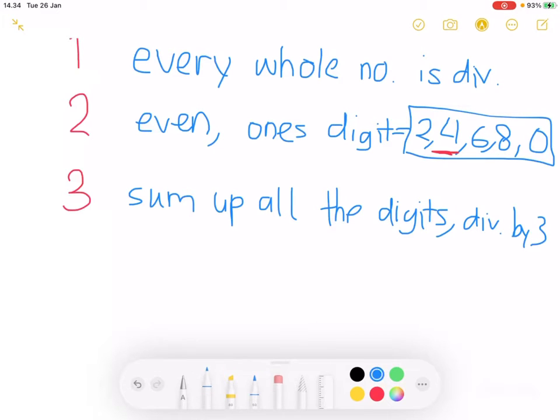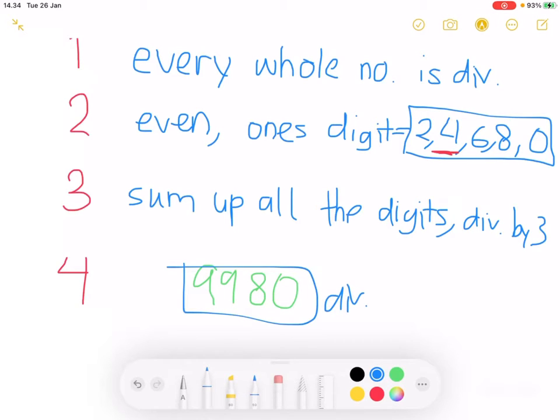Okay, next we're going to look at the divisibility rule for 4. Let's say you're given a number like 9980. First you're going to look at the last 2 digits, or I would say the tens and the ones digit, and you must see if this is divisible by 4 or not. If it is, then so is the original number. So this is divisible by 4.